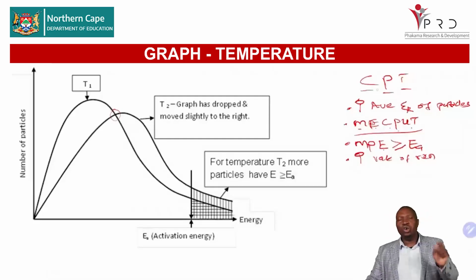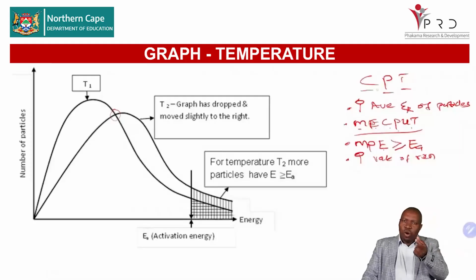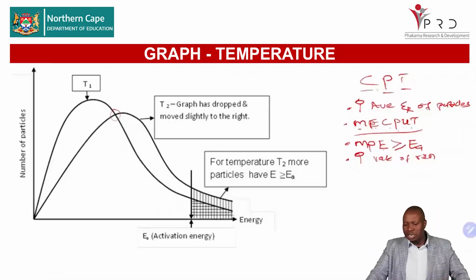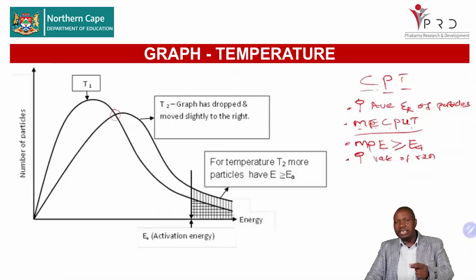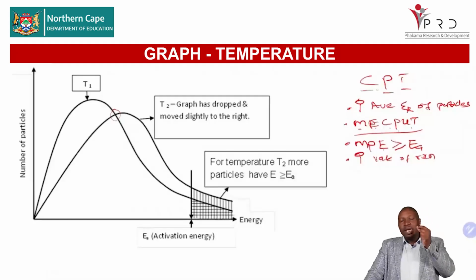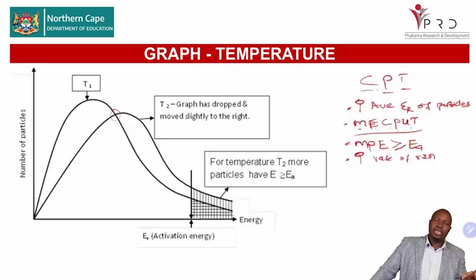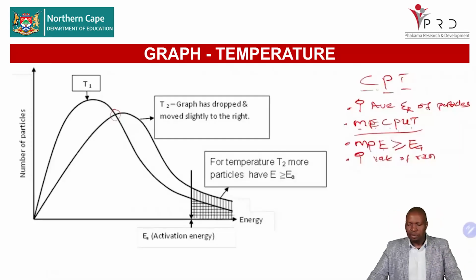And then know not only about increasing the factor, you must as well know about when we decrease the factor. Definitely we'll have a decrease in the average kinetic energy of the particles. We'll have fewer effective collisions per unit time. We'll have fewer particles with energy greater than or equal to activation energy, which will decrease the rate of reaction. So know both the increase and decrease when you are dealing with these graphs.